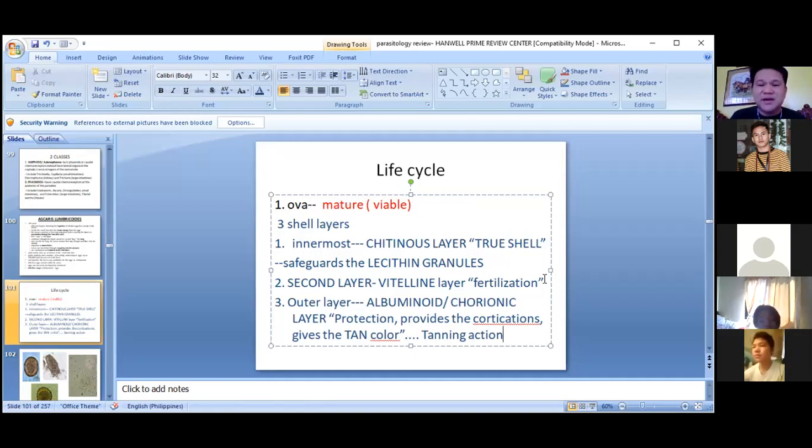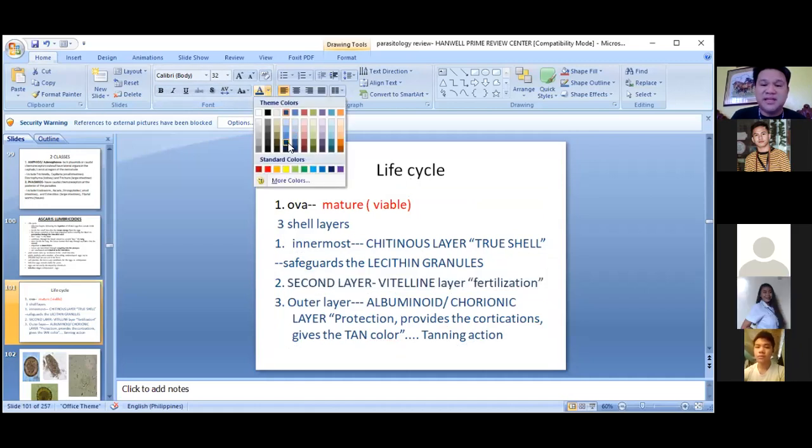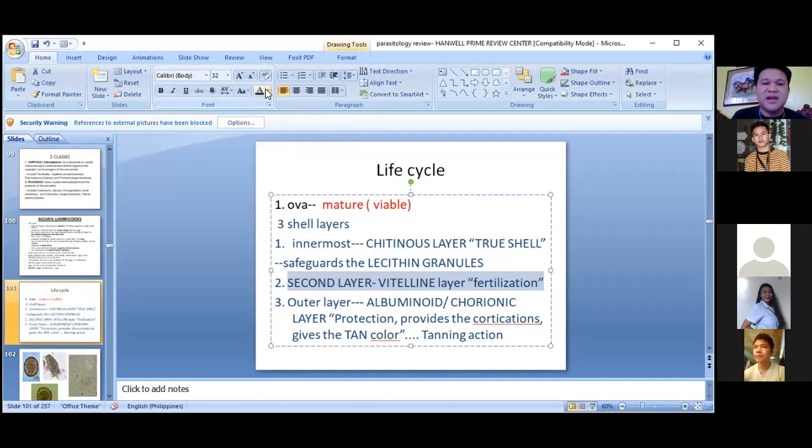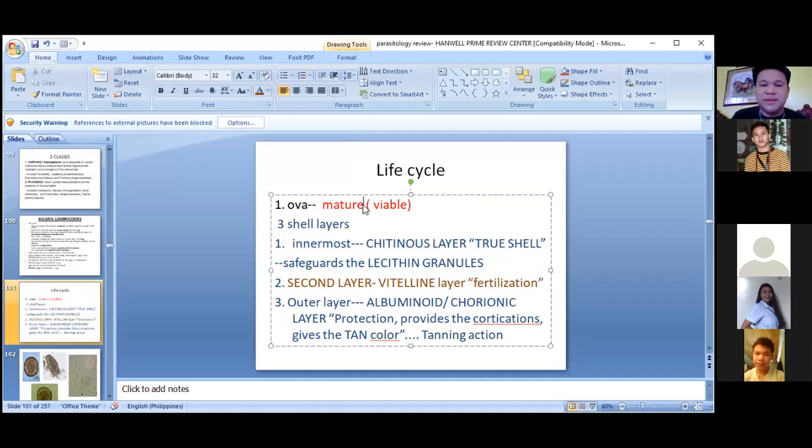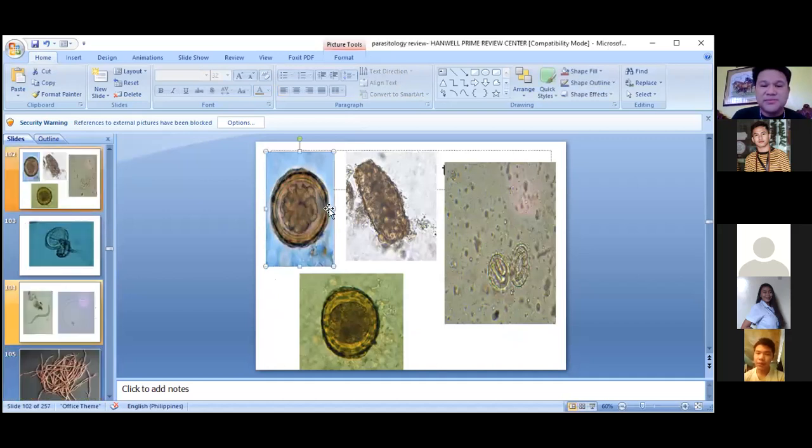Now I wanted to reiterate that the difference between the mature and immature would cut across the presence of your vitelline layer. Understood? This particular layer. Of course, when we talk about the morphology of the mature, what is the shape? It is spherical in shape. Okay, so I'll give you an example. This one is the ova of your mature Ascaris rhombicoides. The one down here is also your mature Ascaris rhombicoides ova.